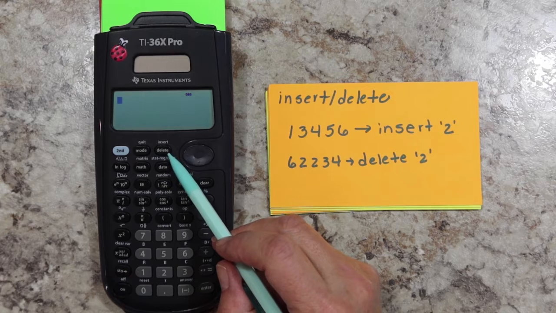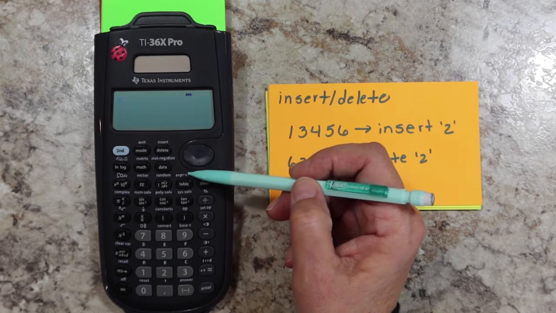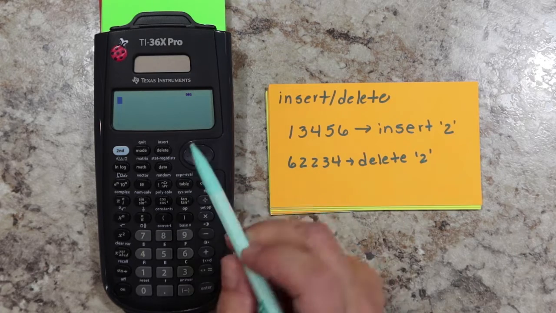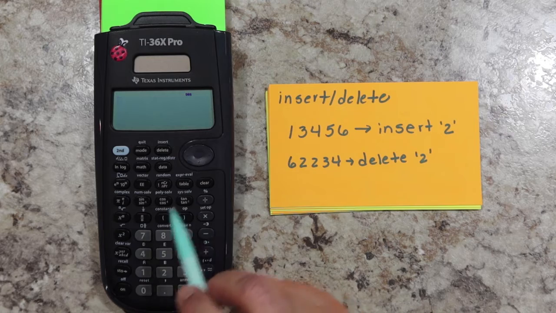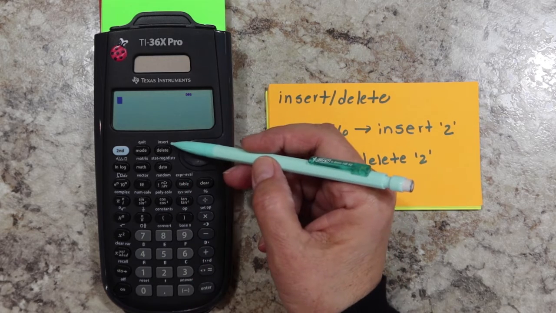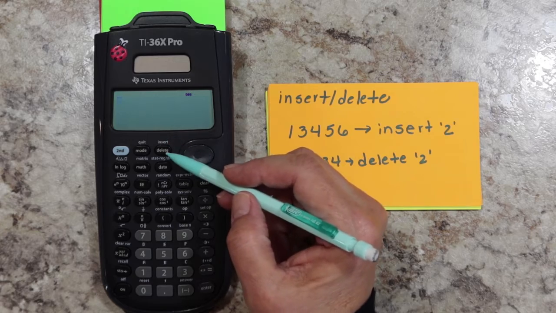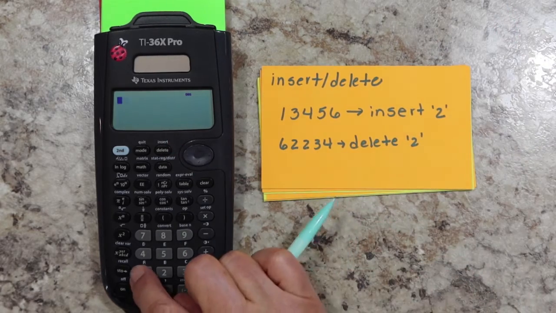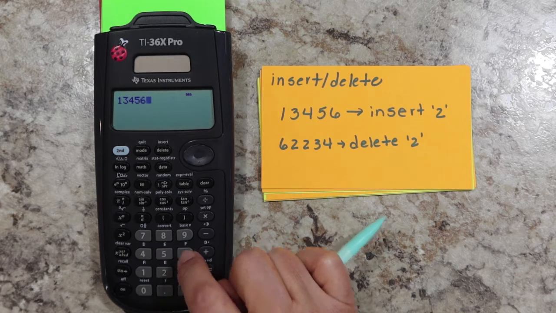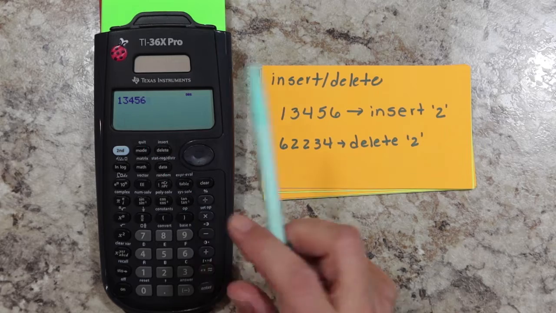This one up here that says delete, and then the blue word up here. Now you understand all of these blue words are second functions. That means you have twice as much keyboard as what actually shows. If you want one of the blue things, then you use the second button before you hit this button. So for example, if I type in 1, 3, 4, 5, 6, and I want to insert a 2, let's say I left it out.